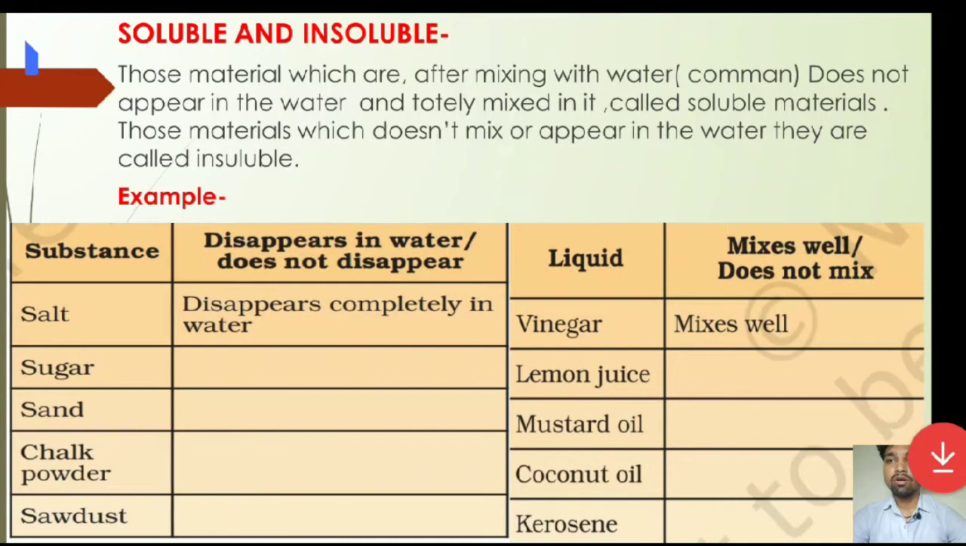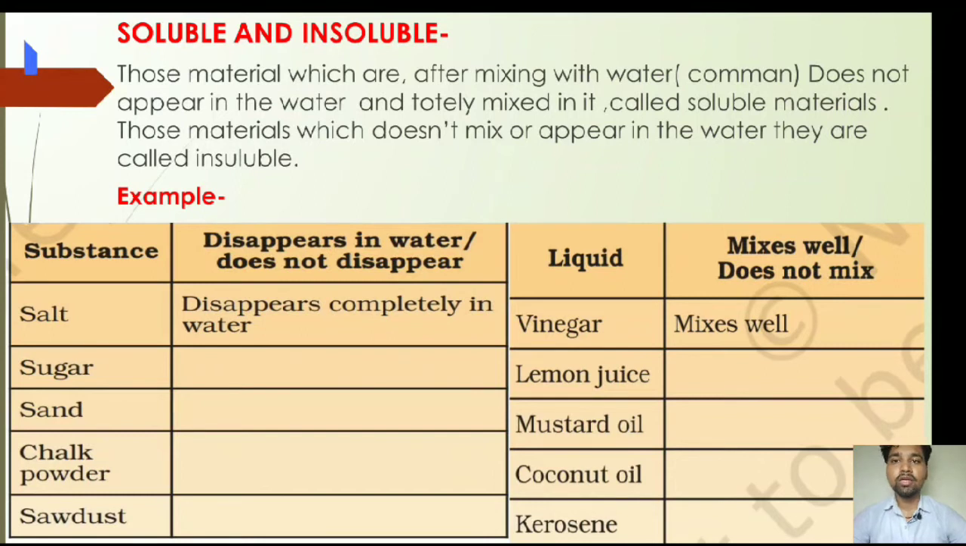Friends, if we take chalk powder, then what do we see? We see that the chalk powder is also soluble, but it has a distinct color. Due to this, the color of water becomes white. And the last one is sawdust. Friends, you have to observe and read the lecture and your book, then you have to do the same with the sawdust.